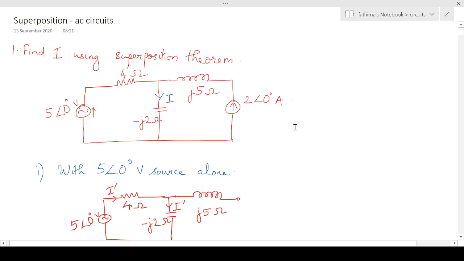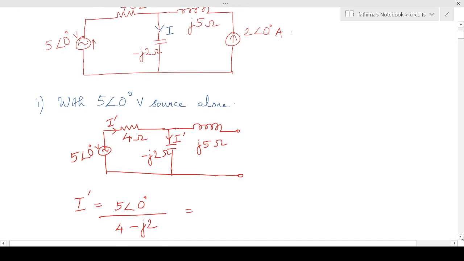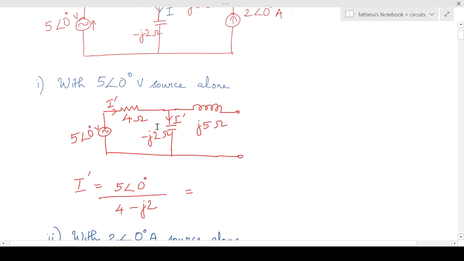So by superposition theorem we'll consider only one source at a time and we'll set all the other sources equal to 0. So in this case we'll first consider this 5 angle 0 degree voltage source acting alone, and we will set this 2 angle 0 degree ampere current source equal to 0. So the figure will be like this. So we have open circuited the current source.